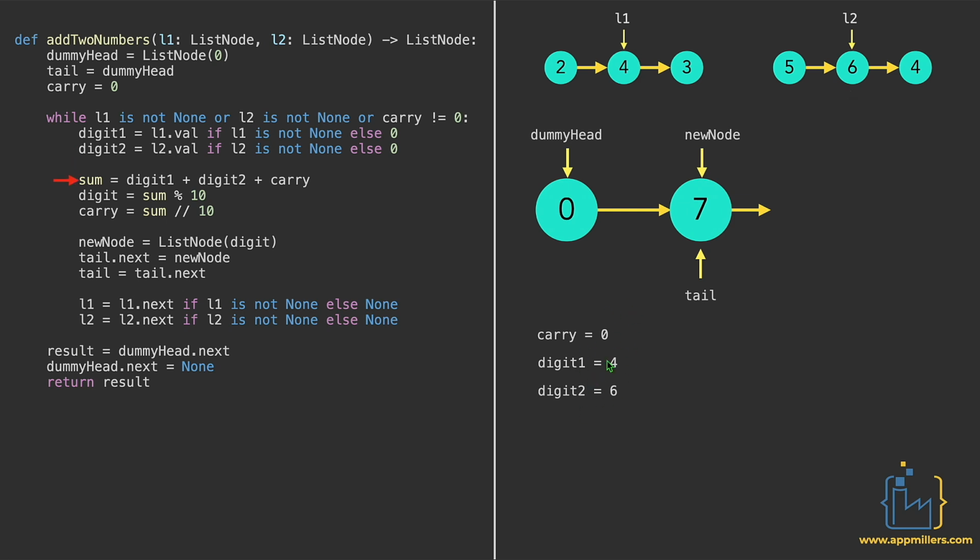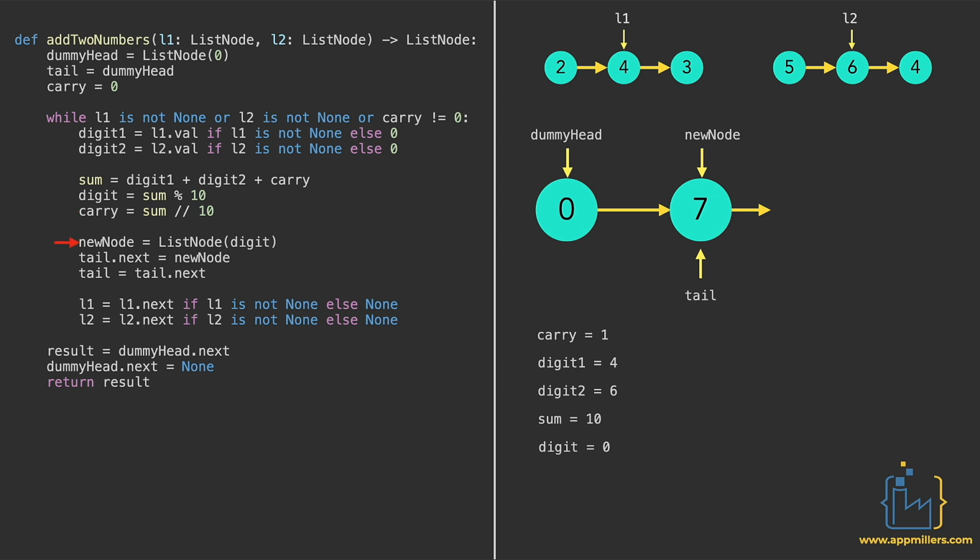Then we are going to calculate the sum. This means that we are going to sum up everything together. So it's going to be 10 in this case because 0 plus 4 plus 6 is 10. Then we are going to go to the next line. In the next line, we are calculating the digit, which is going to be 0 because the remainder of 10 divided by 10 is going to be 0. Then we'll calculate the carry because when we divide 10 by 10 it is going to be 1. So the carry is going to be 1 because 6 plus 4 is 10. So we need to write 0 and move the 1 to carry over.